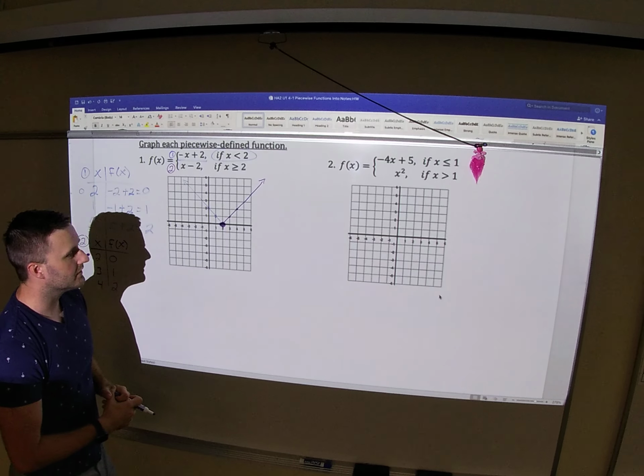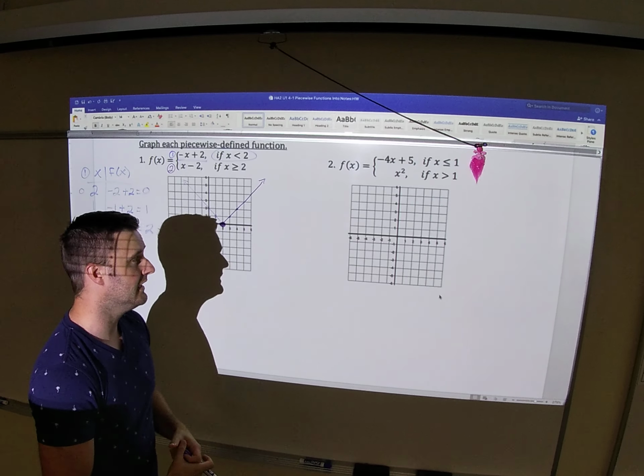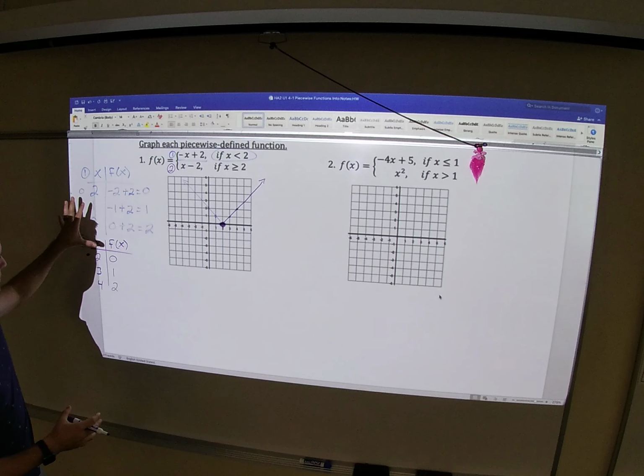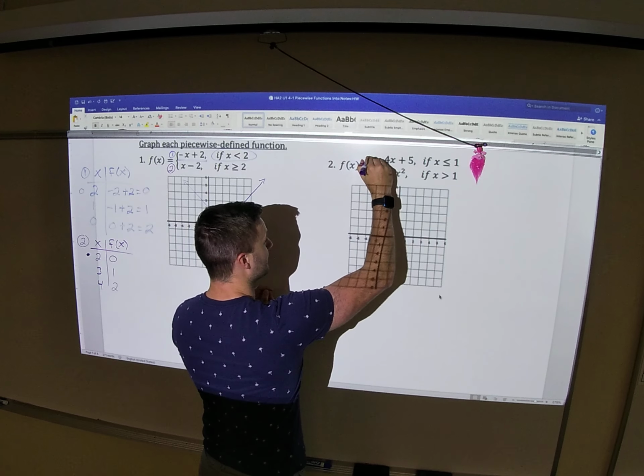Now over here, number 2, let's just do another example. I'm going to show you a second way to do this. Now the second way, so the first way was draw a table, so you're going to make a table for each piece. The second way is you're just going to graph them just as you see it.